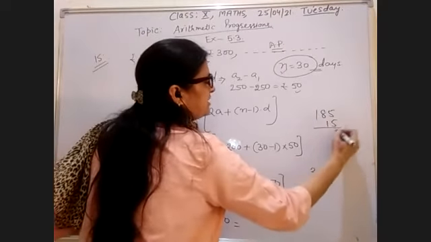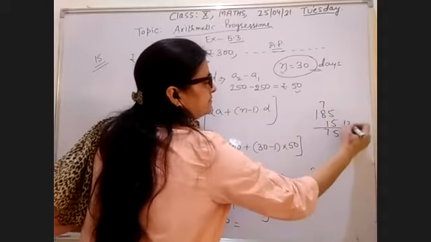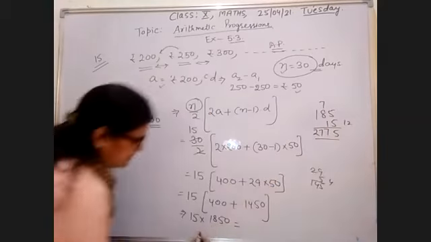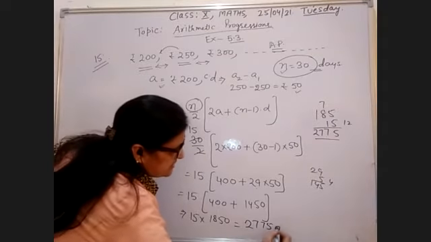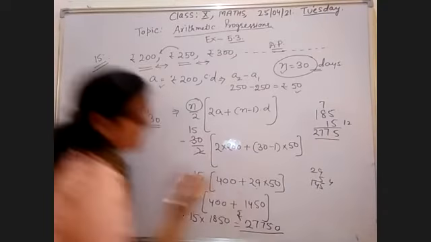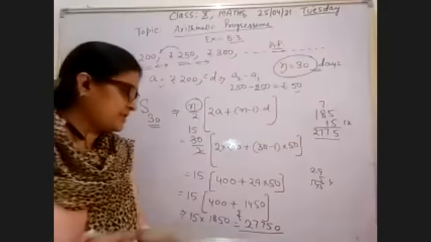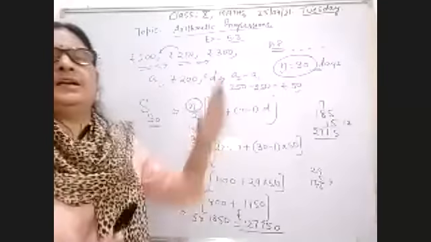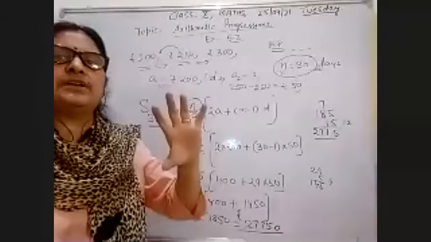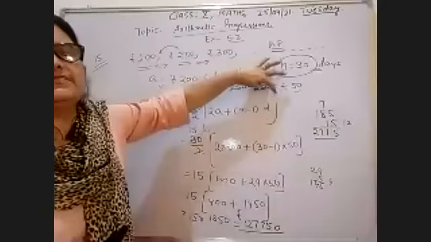185 को 15 से मल्टीप्लाई कर दो, ये आ जाएगा आपका 2775 और 0 भी है साथ में. तो टोटल how much penalty the contractor has to pay: 27,750. Okay. In this question, the first term is 200 and the common difference is 50.